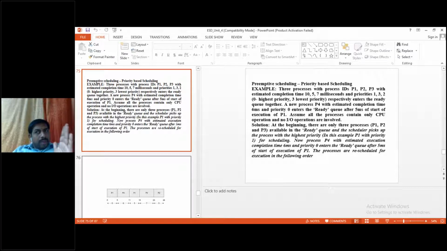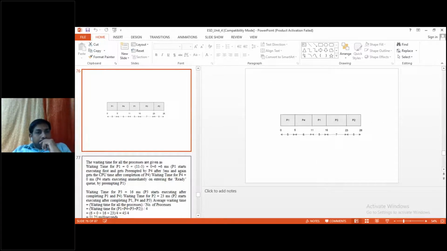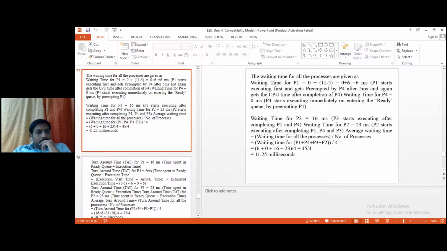So after 5 milliseconds, 6, it is 11. So P4 completion time is shown as 11 milliseconds. Coming to the execution time, waiting time for P1 is 6 milliseconds. Waiting time for P4 is 0 milliseconds. Waiting time for P3 is 16 milliseconds. Waiting time for P2 is 23 milliseconds.